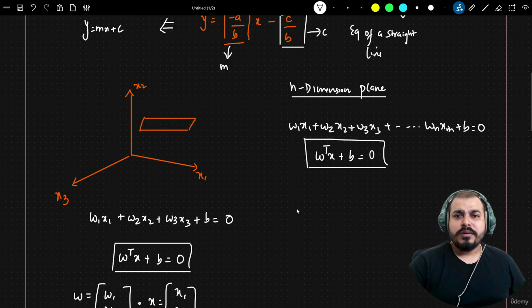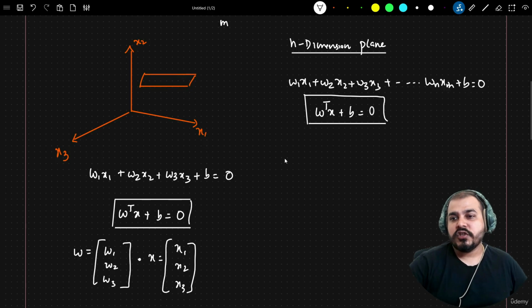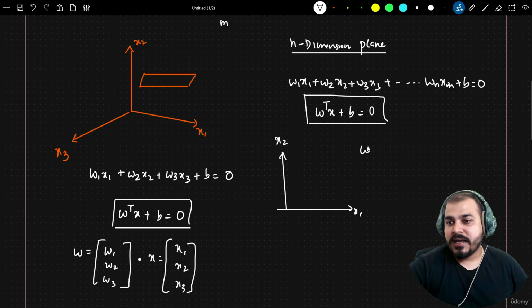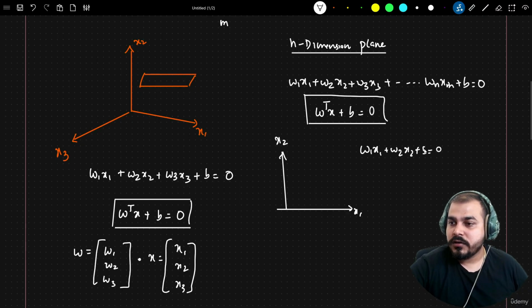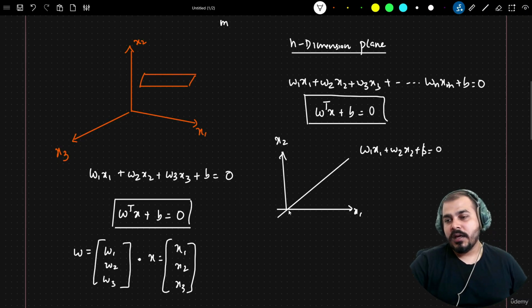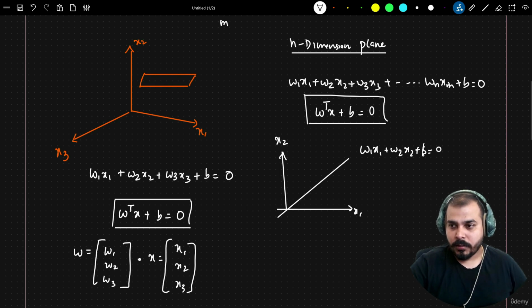Now let me consider one case over here. Let's say I just have two axes, x1 and x2. And obviously in this case, I can represent my equation as w1x1 plus w2x2 plus b is equal to 0, right? The equation of a straight line. What if my equation passes through the origin? When my line passes through the origin, obviously we can find out the coefficients. That is not a problem. But with respect to b, that is our intercept.